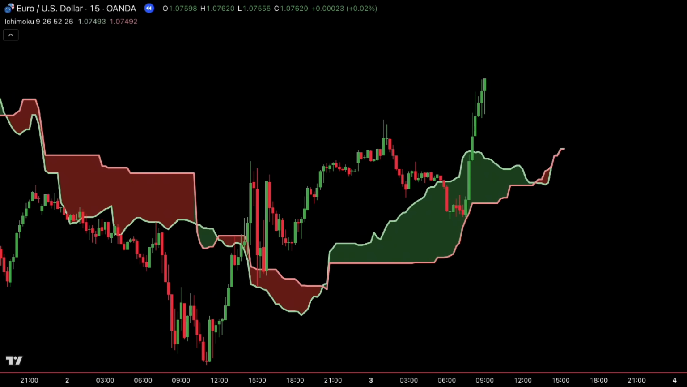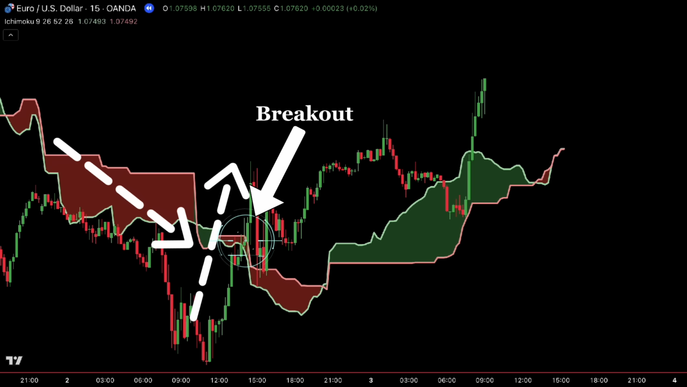Now let's look at the opposite scenario. A bullish setup. The market starts in a downtrend with price trading below the Ichimoku Cloud. Eventually, price begins to recover. It moves up, enters the cloud, and finally breaks out above it. That breakout is your signal. The downtrend is likely over, and we're shifting into a new uptrend.